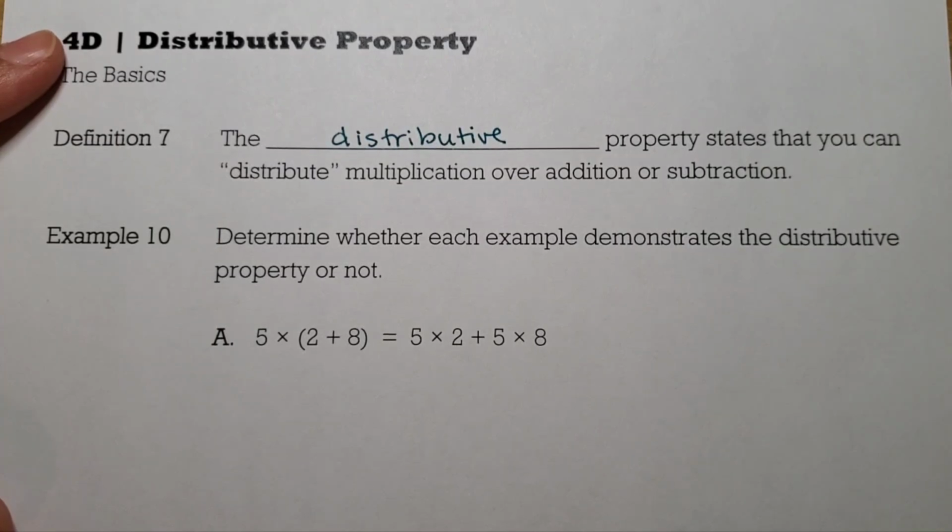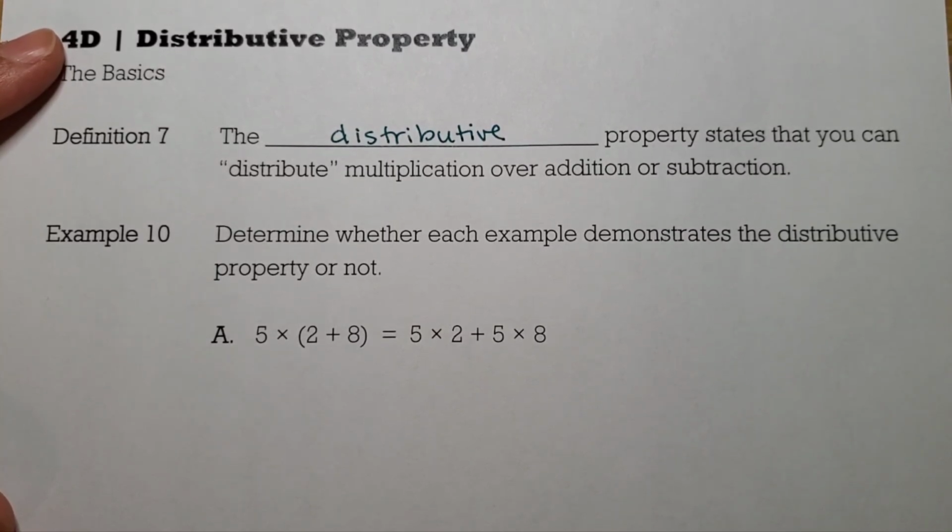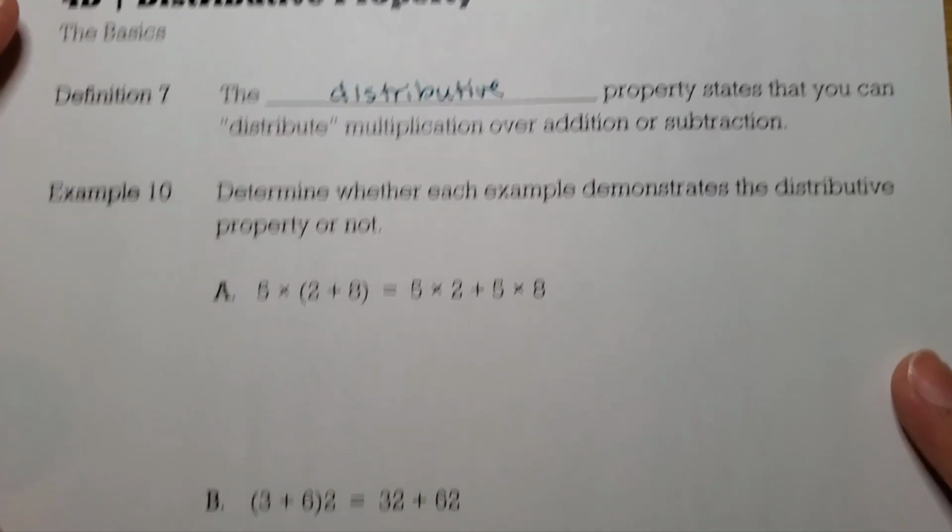I think of this as kind of like distributing candy to people, like on Halloween or something like that, where you take your bowl of candy and you give everybody a piece of candy. You kind of pass it out to each person. So the distributive property sort of passes out the multiplication to everything that's in parentheses. So let's look at a few examples.